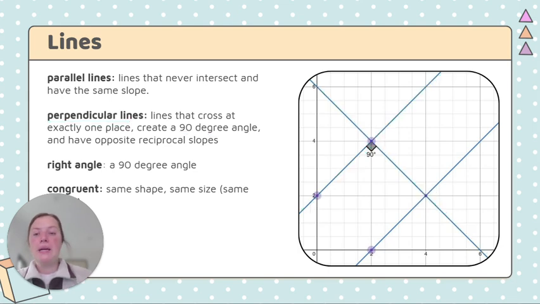The other thing to remember is that their slope is the opposite reciprocal. We'll talk about that in the main lesson, but keep in mind that if we were asked to find the slope of a line that was parallel and a line that was perpendicular, one is going to have the same slope and the other is going to have the opposite reciprocal. The other name of a 90-degree angle is a right angle. And all right angles are congruent, something we talked about last unit, but congruent just means same shape, same size.